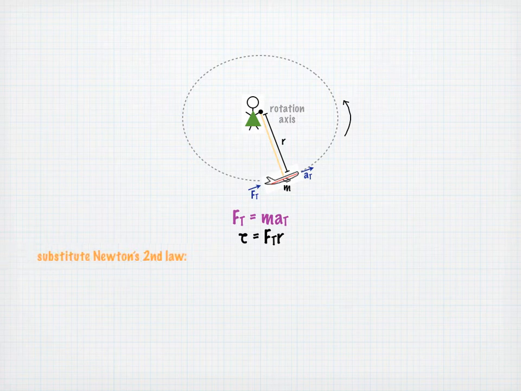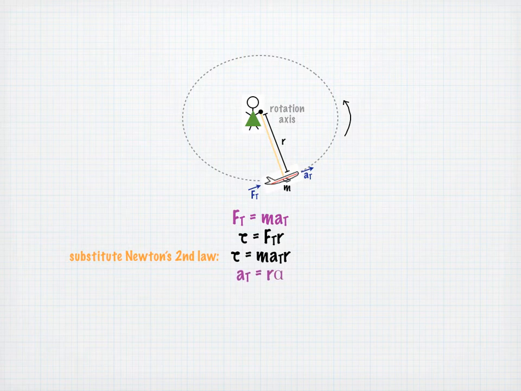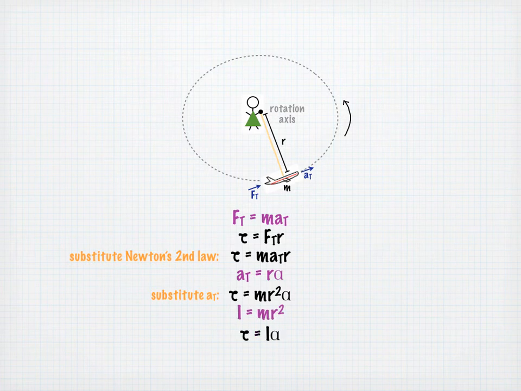Substituting in Newton's second law, we get this expression for the torque. We found previously that translational and angular acceleration are related in this way by the radius r. Substituting in this expression for translational acceleration gives us this expression. M times r squared is equal to the moment of inertia for an object. So we see that torque is equal to moment of inertia times angular acceleration. This is similar in form to Newton's second law for translational motion, so we call it Newton's second law for rotational motion.